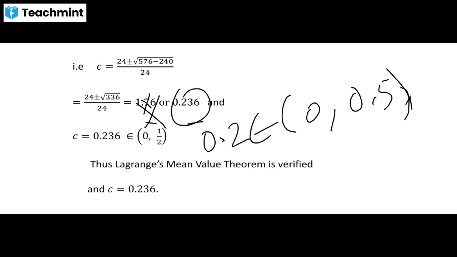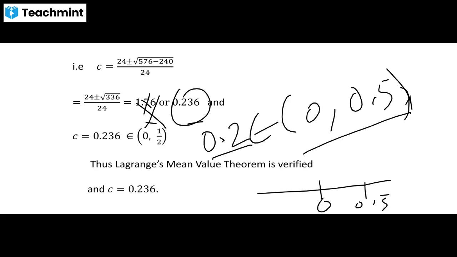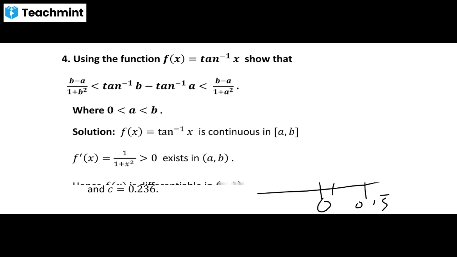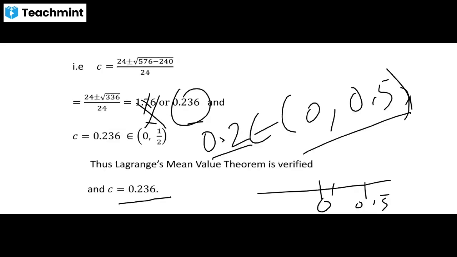Okay, thus 0.2 lies in the interval 0 to 0.5. Suppose this is 0 and this is 0.5, then 0.2 comes somewhere here. Okay, c is equal to 0.2. Therefore write the conclusion: Lagrange mean value theorem is verified. Don't write Lagrange mean value theorem is satisfied like that. You should write Lagrange mean value theorem is verified.